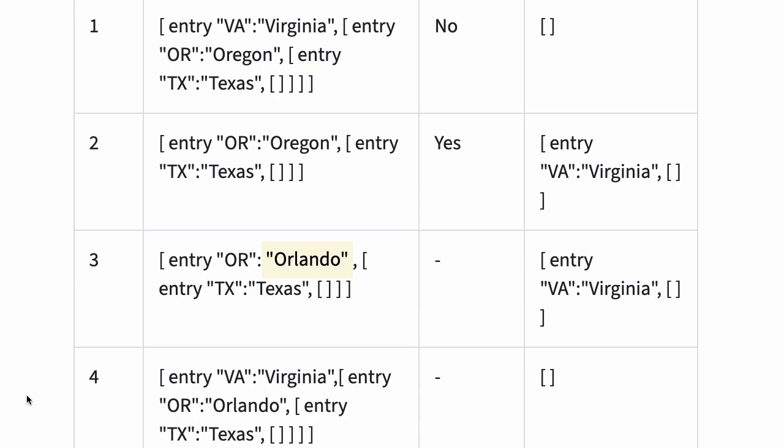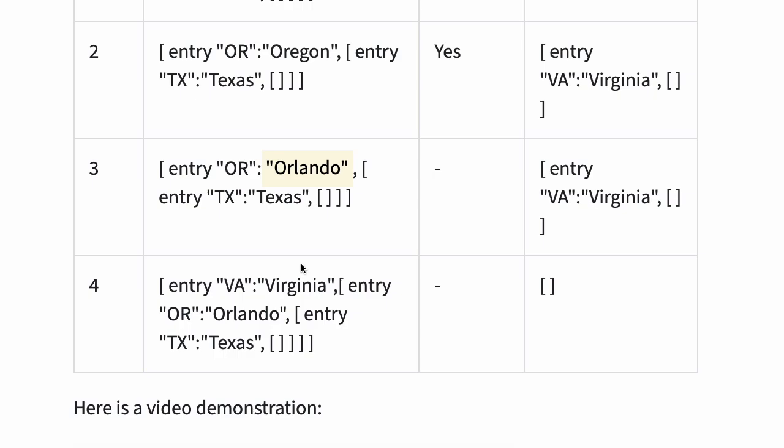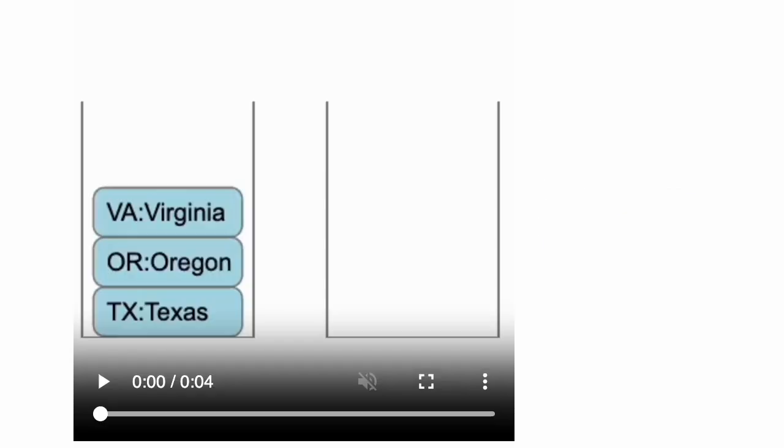Here again is the tabular view. Initially, we have entries VA Virginia, OR Oregon, and TX Texas. The top entry's key is not OR, so we pop and push the entry to the processed map. Now the top entry is OR Oregon. The key is OR, so we have found our key. We're going to replace Oregon with Orlando. Now that the value has been updated, we're going to dump the processed map back into the original map. Here is a video demonstration.